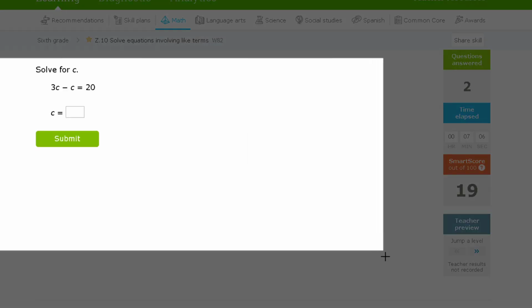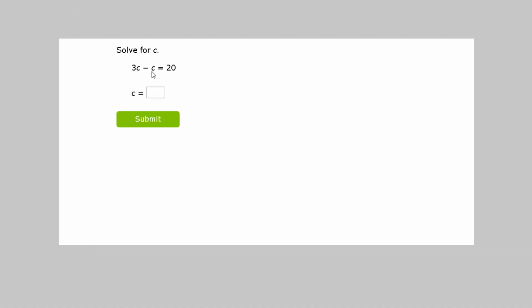Do another. 3C minus C is 20. So again, this is like doing 3, and then I know there's no number here, but remember 1C is really the same thing as just C. So we can say this is 3 minus 1 times C is equal to 20.